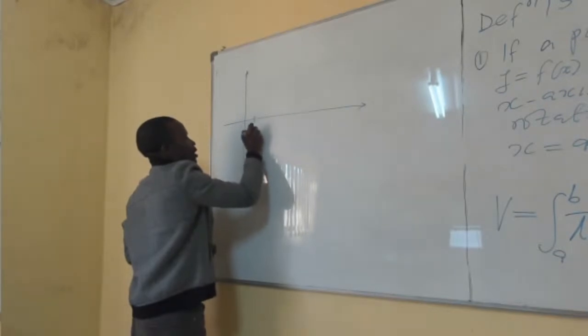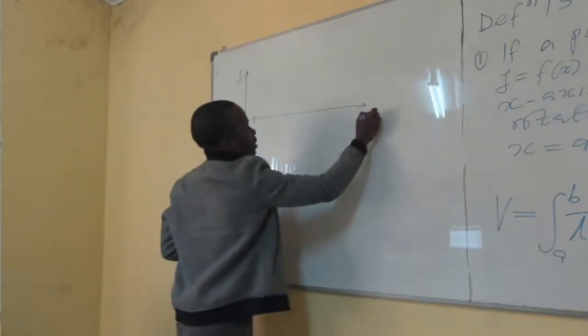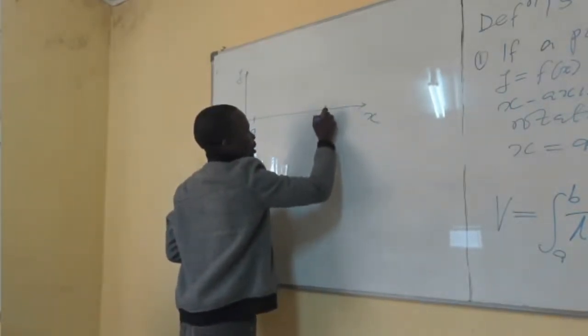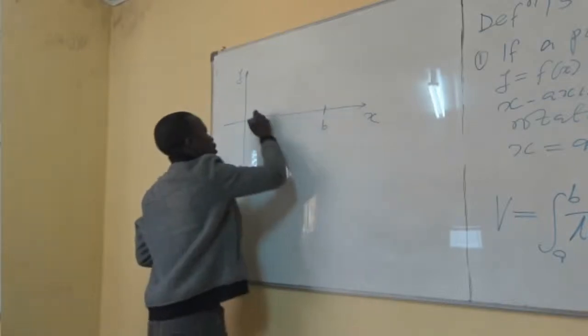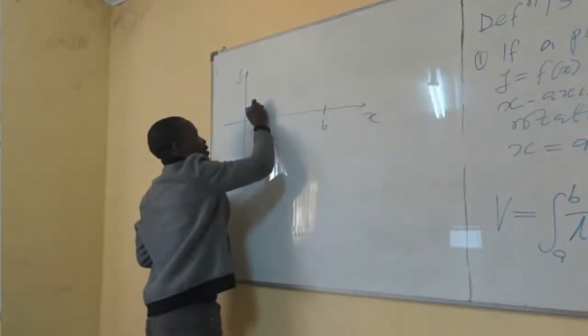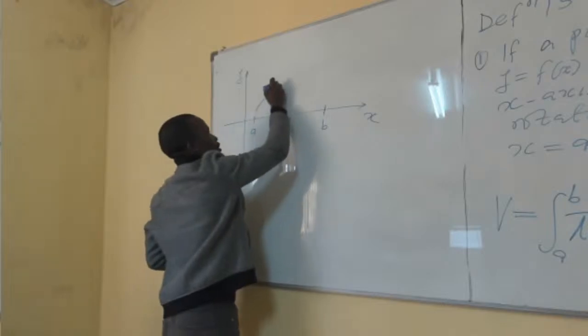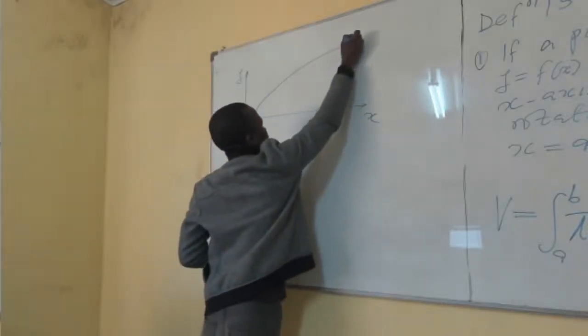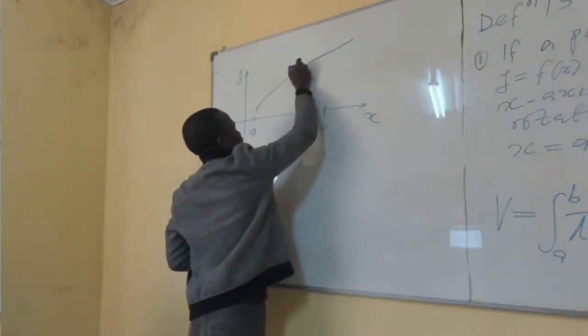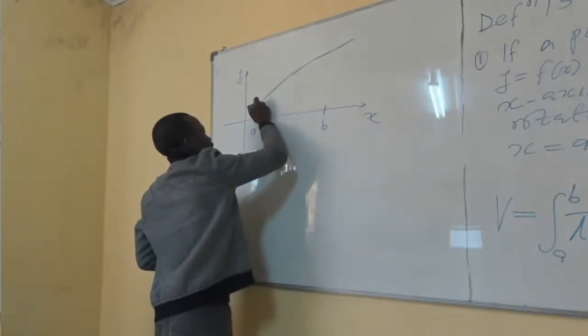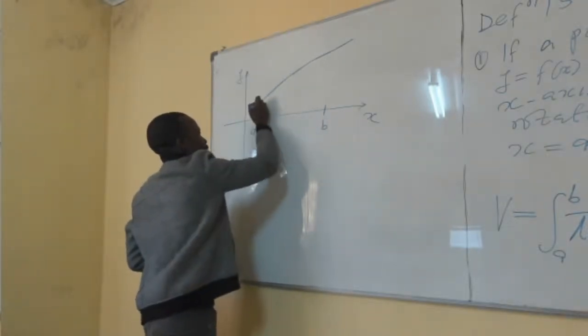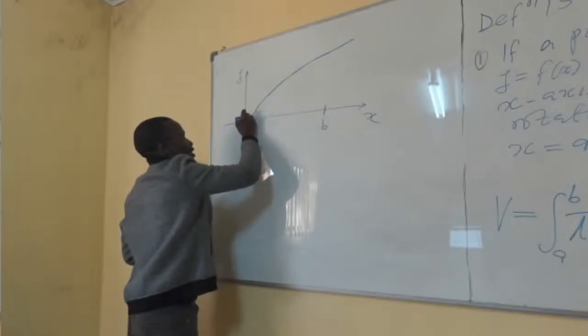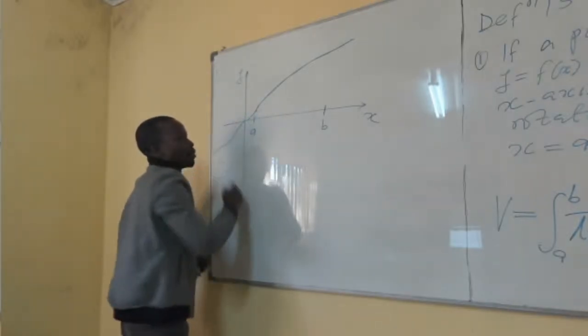From point A, this is y, this is x, to point B. So this function maybe comes like that. It goes like that, like the square root of maybe 2 or whichever square root of something. So this function comes like that. It can touch anywhere. Maybe it comes like that. Then it goes down. Okay.